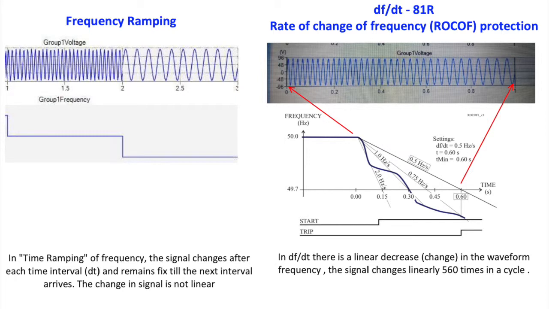As we can see in both frequency ramping and df by dt, the frequency of voltage signal is changing with respect to time. The only difference is that in frequency ramping, the rate of change is not linear. The signal changes after a fixed time interval and remains constant till the next time interval. On the other side, in df by dt, the signal changes linearly 560 times in a cycle.